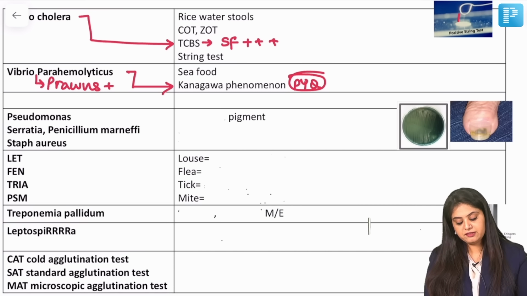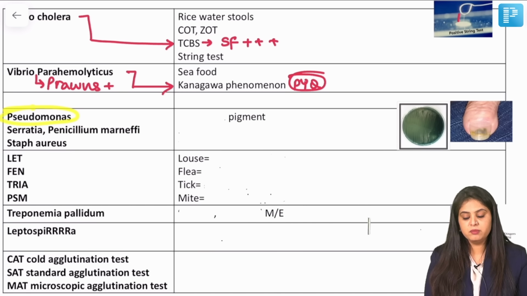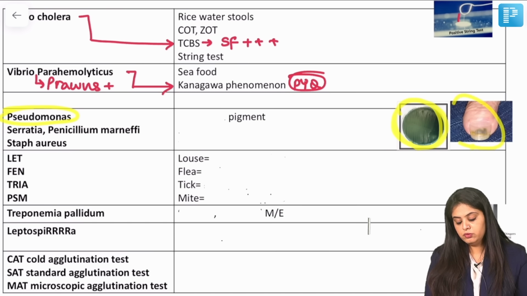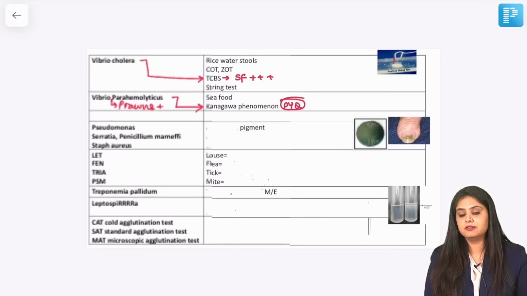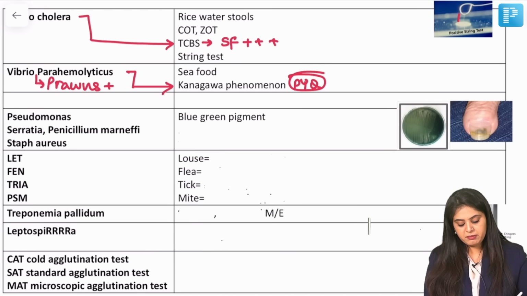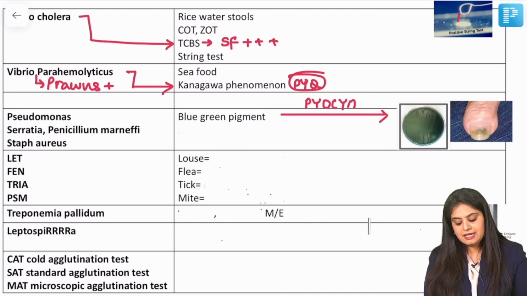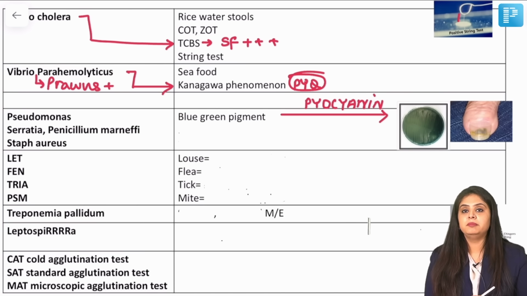Moving on to the next, let's talk about pigments. When I say Pseudomonas, it is known to cause this blue-green color pigment. That is why, in whatever infection, can you see the nail has become green in color? What is the name of this blue-green pigment that it creates? So think bluish is cyanosis. So the name is also very similar. It is going to be pyocyanin pigment.